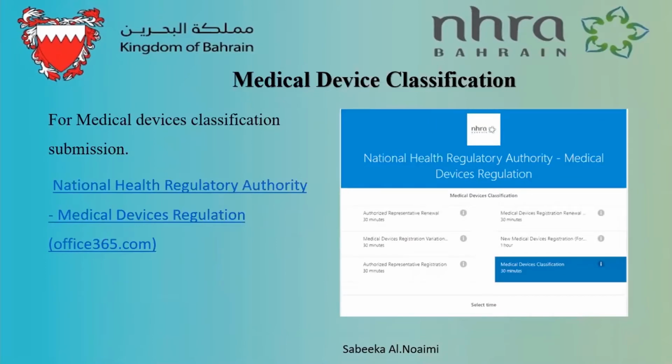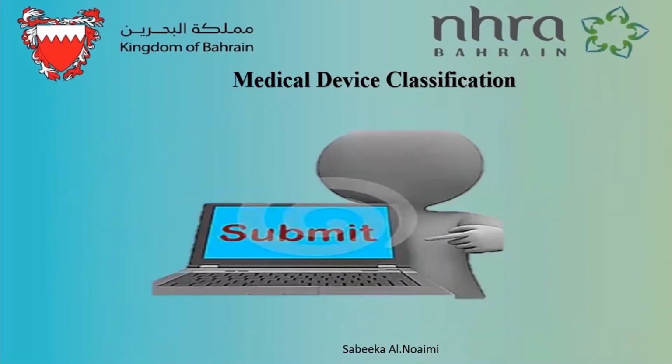Now, how to apply? First thing, based on the new circular number 18, this is the new link for appointment. As you know, in your appointment you can submit 3 files only. Each file you have to send in a separate email. From last year until now, the submission of medical device classification applications is through email only. You can submit your documents by email.